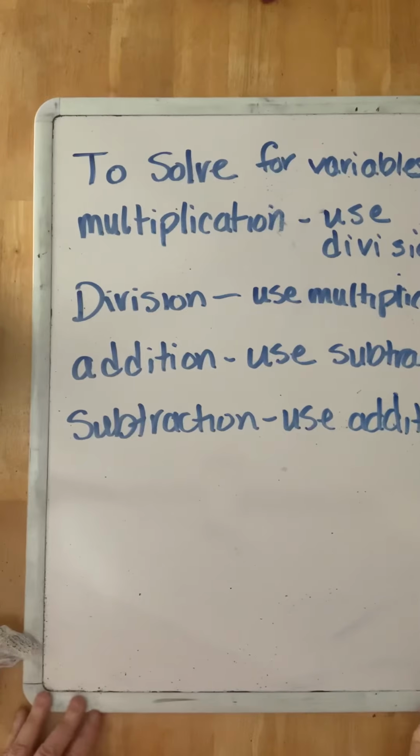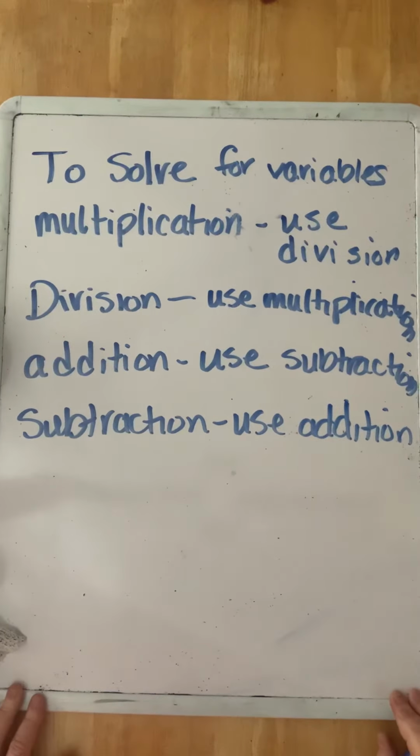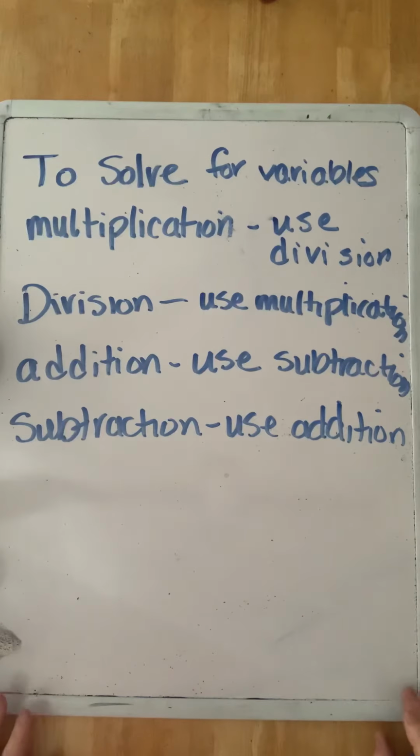Okay, so here's just a little reminder for you. When you're solving for variables, when you're solving multiplication problems, you're going to use division. When you're solving division, you're going to use multiplication. When you're solving addition, you're going to use subtraction. When you're solving subtraction, you're going to use addition. The reason behind that is because you want to use those identity properties.